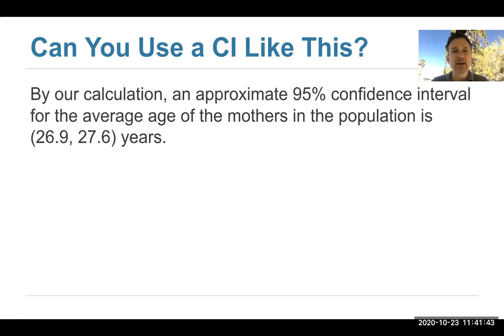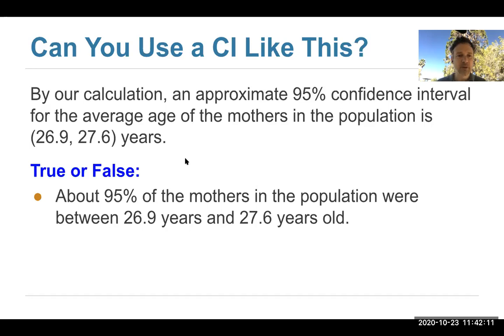Let's suppose that we have a population of mothers, and we want to know the average age of the mothers, and we compute a 95% confidence interval using this procedure I just described with the Bootstrap, based on some sample. And the confidence interval we get is the range 26.9 to 27.6 years. Okay, so that's the confidence interval you got from this process. Now my question for you is true or false? About 95% of the mothers in the population are between 26.9 and 27.6 years old.